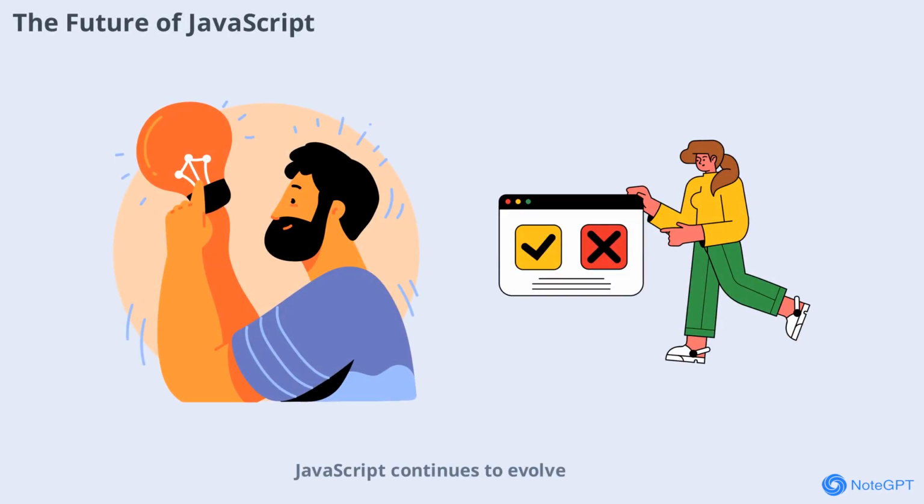JavaScript continues to evolve, with new features and improvements released regularly. The language is expanding into new areas, from mobile apps to the Internet of Things. Staying up to date with the latest developments ensures your skills remain relevant and your projects stay cutting edge.